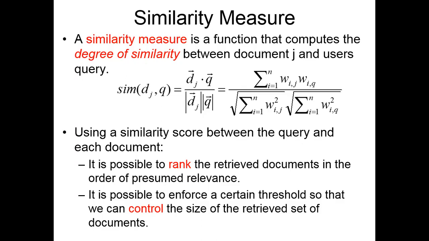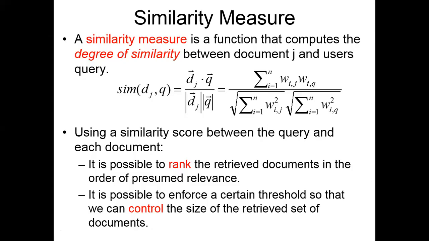How do we calculate cosine similarity? We try to find the summation of terms in the document multiplied with terms in the query. I is representing the term. J is representing the document. I is representing the term. Q is representing the query. So take every term in document J, multiply with every term in the query.